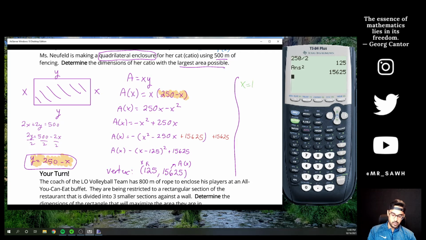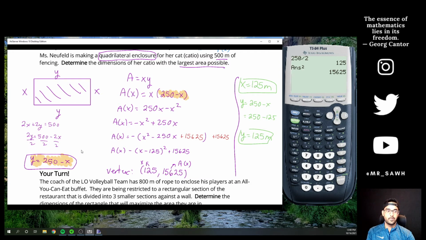So if x is equal to 125 meters, there's a couple of ways I can find out what y is. I have a formula highlighted in orange to do it. So I know y is 250 minus x, which is 250 minus 125. So now I know for sure that y is 125 meters as well. So now I actually know that this is a square. I didn't know it when I started. I needed the vertex to do it. Okay, so there's the biggest area possible, 15,625. The dimension of x is 125, and you can find y by using the formula you defined in the first place.